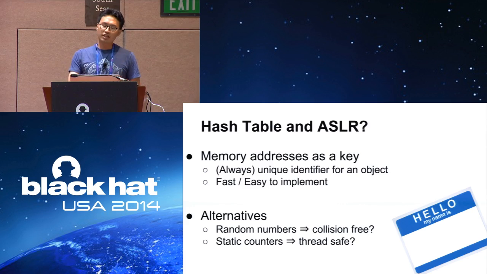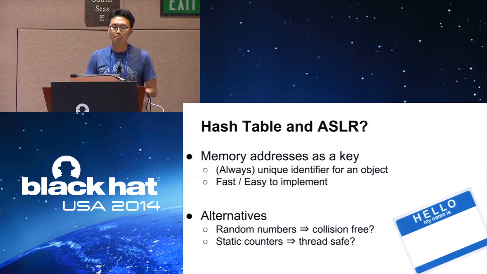When you're implementing these hash tables for general objects in the dynamic languages, you may want to get some unique identifier for some object. If you're simply using the memory address as a key for this sort of object, then the implementation can be really fast, and also it is very, very easy to implement because you can simply do a static cast or reinterpret cast in C++.